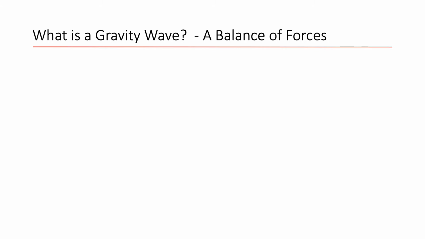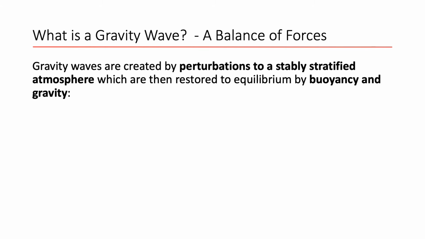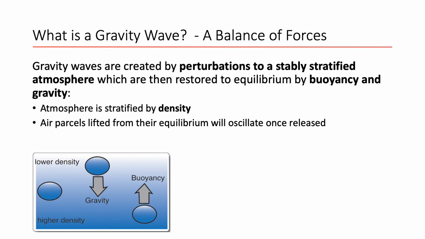So gravity waves are actually driven by a balance of forces. They're created by perturbations to a stably stratified atmosphere, which are then restored to equilibrium by the forces of buoyancy and gravity. So the atmosphere is stratified by density, and what this means is that the density is constantly decreasing with altitude. So if an air parcel is lifted from its equilibrium position, it will find itself surrounded by less dense air, and then gravity will tend to pull that down back towards its equilibrium.